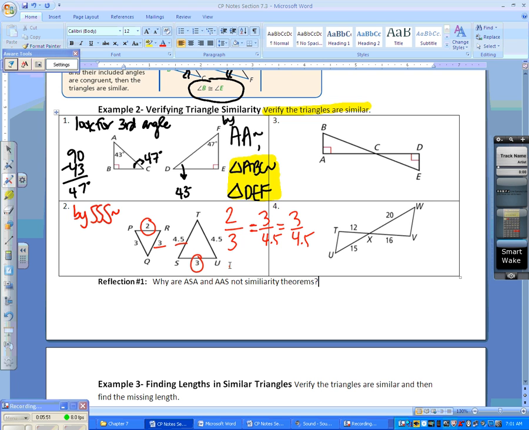2 divided by 3 is 0.66 repeating. If you put 3 divided by 4.5, do you also get 0.66? If you do, then they're similar. If you don't, then they're not similar. So that's something for you to check.